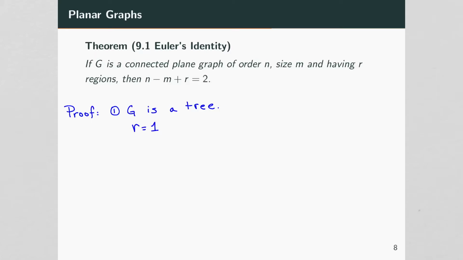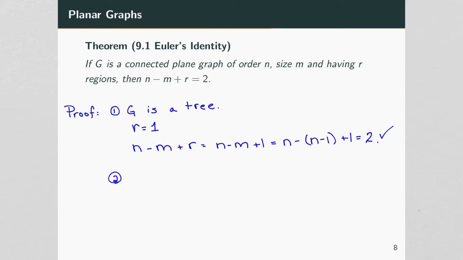So if we think about the number of vertices minus the number of edges plus r, that's going to be n minus m plus 1. And of course, with a tree, the number of edges is always 1 less than the number of vertices. So the substitution there will give us n minus m plus r being equal to 2. So it definitely works for trees.